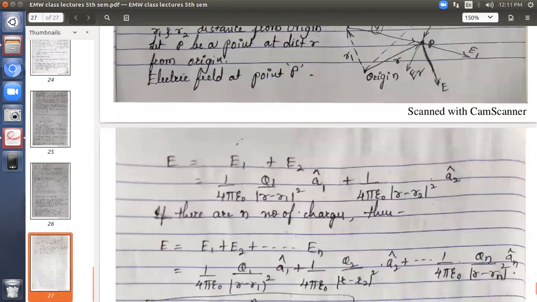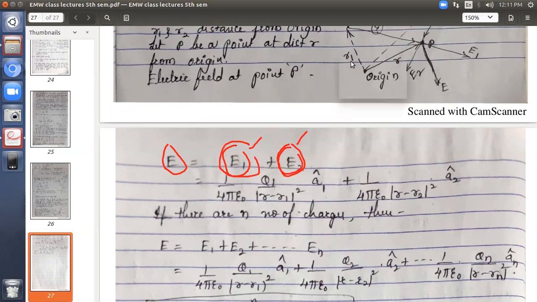Now, what will be E1 and E2? Because there are two charges, Q1 and Q2, E1 and E2 will come. Finally, the total electric field will be the sum of those two. Now we will see what E1 and E2 are.